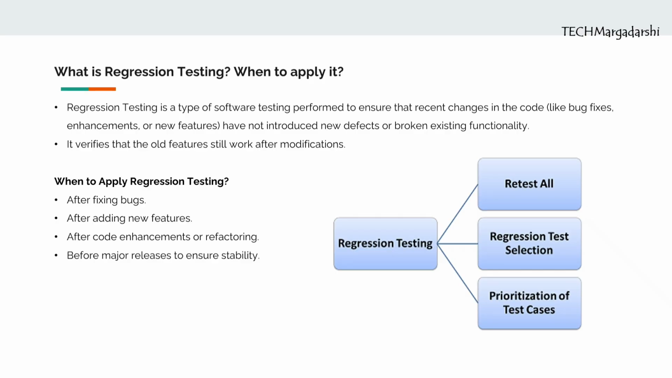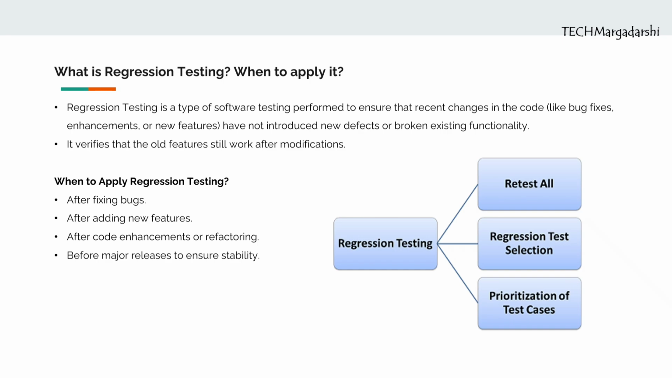The second approach is regression test selection. Instead of running every test case, we select only those test cases that are impacted by the recent code changes. Advantage, saves time and effort. Disadvantage, needs good analysis to pick the right tests.